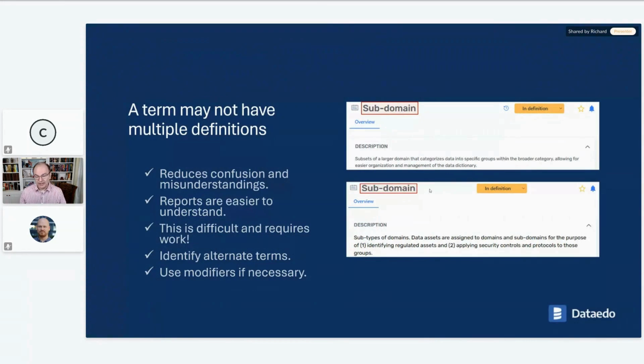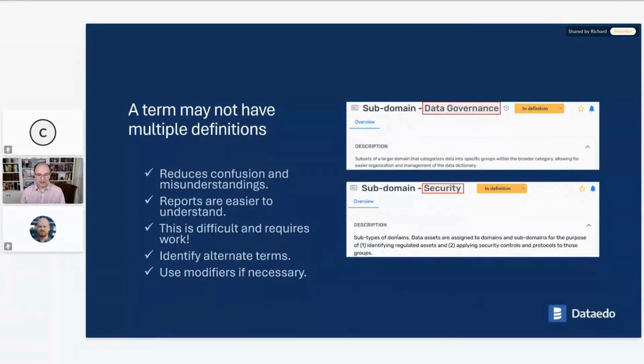Now, this is really hard. Like I mentioned, people are creatures of habit, and they're used to the words that they're familiar with and the understandings. So it's really hard. It may be that it's simply impossible for you to come to a single term with a single definition. So in that case, go ahead, keep the term, but it's okay to add a modifier to that term. So subdomain as defined by the data governance team, subdomain as understood by the security team. This is not ideal, but it's better than just having the term. At least people have context so they can understand what it is that's being talked about and who they're talking to potentially.